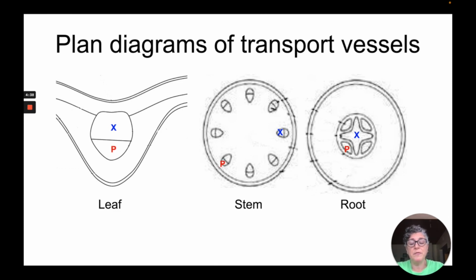The phloem faces the lower epidermis in a leaf, faces the outer epidermis of the stem, and will also face the outer epidermis in the root as well, in a shape that kind of surrounds the xylem itself. So you just need to be able to identify all of these structures in all of these positions.